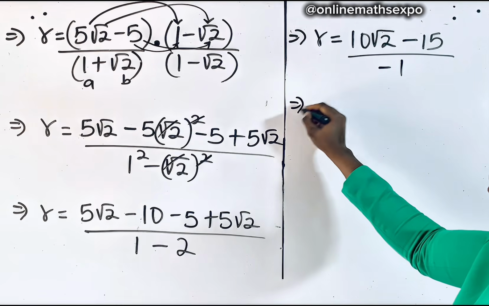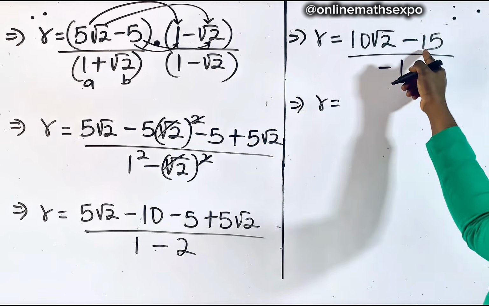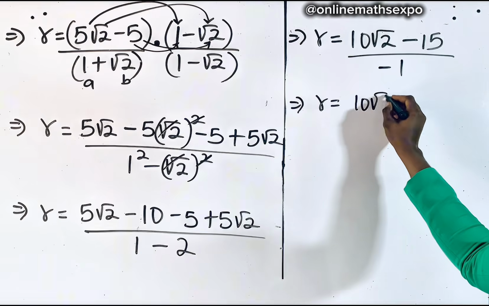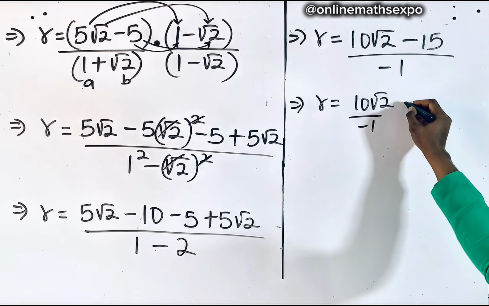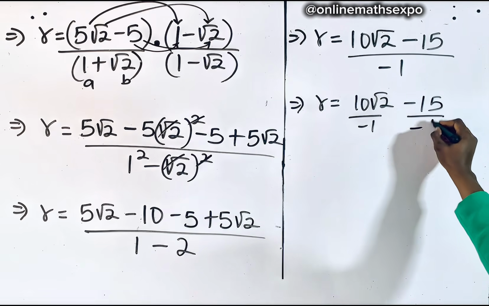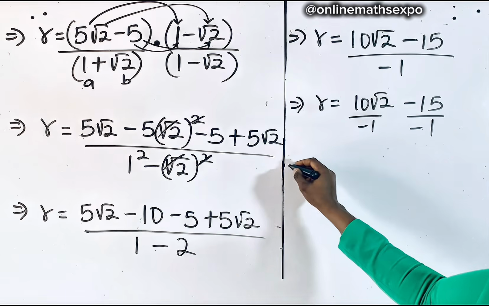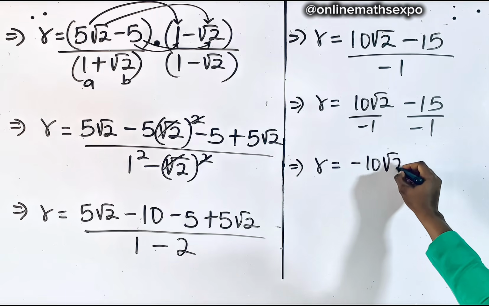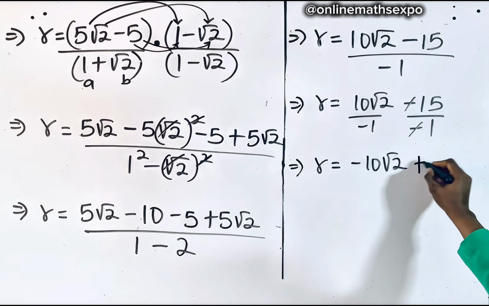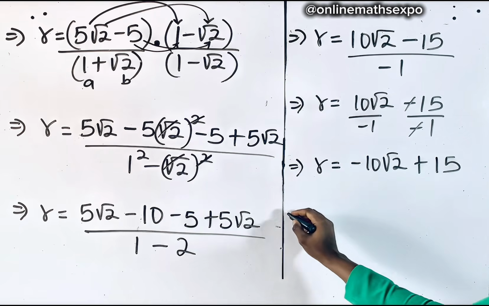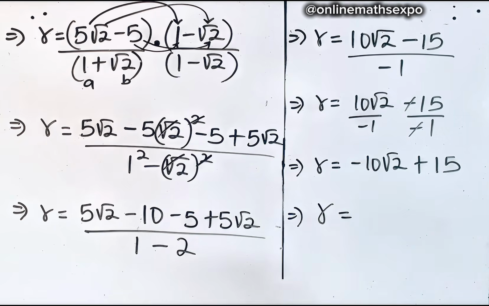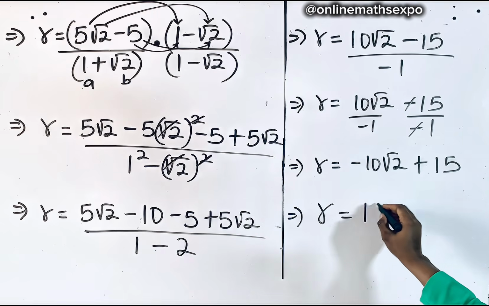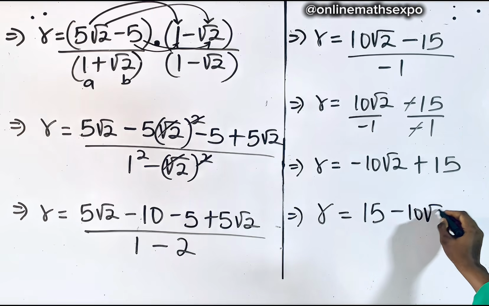So what do we do? Use this to divide each. It gives us 10 root 2 divided by negative 1 and negative 15 divided by negative 1. And this gives us, r will give us negative 10 root 2. This will give us positive 15. So it's the same thing as having r is positive 15 minus 10 root 2.